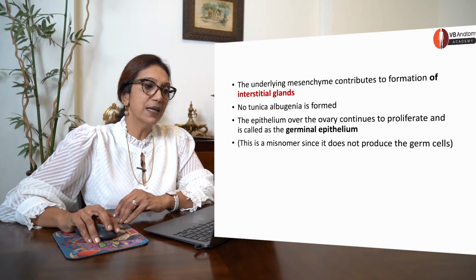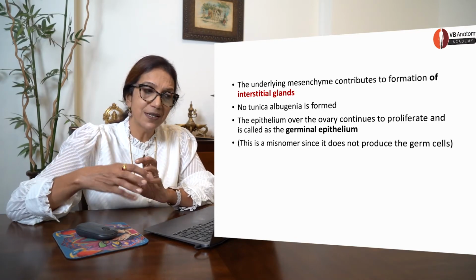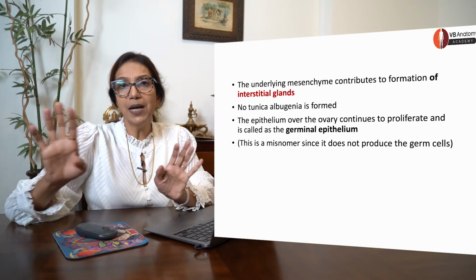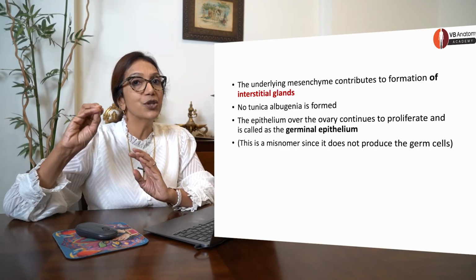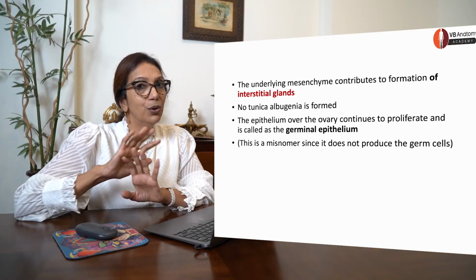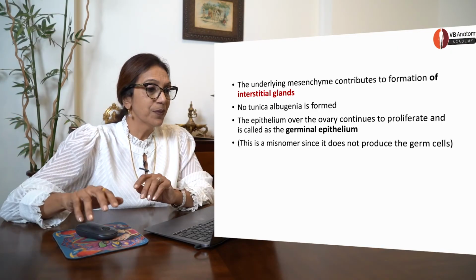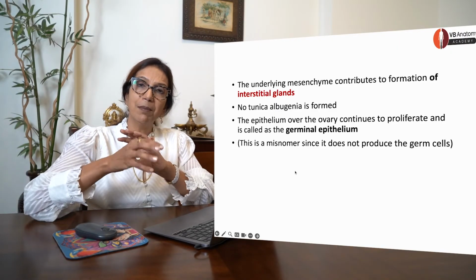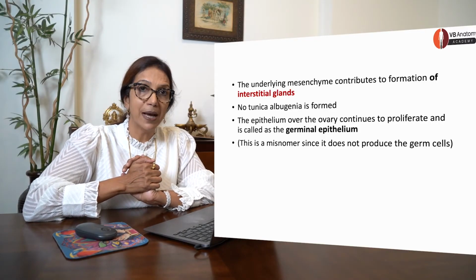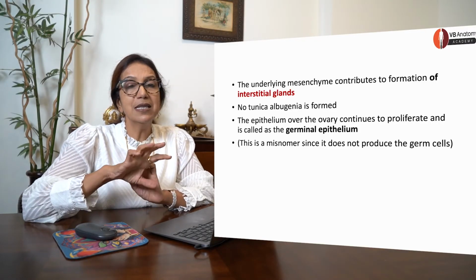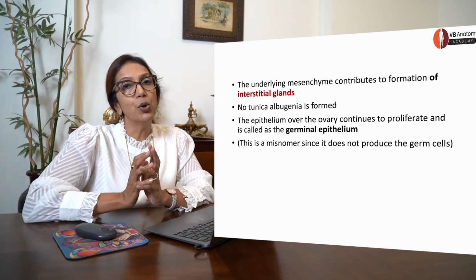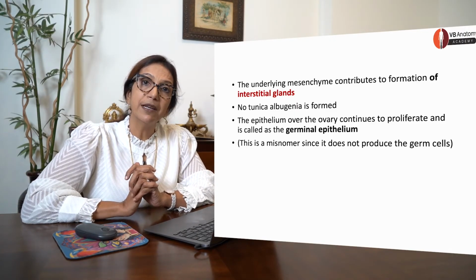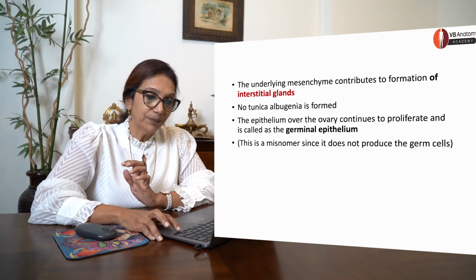The underlying mesenchyme contributes to formation of interstitial glands. No tunica albuginea is produced. Remember, in the testes, tunica albuginea is produced. Here, no tunica albuginea is produced. The epithelium over the ovary multiplies to form what is called germinal epithelium. Remember, this is a misnomer. This germinal epithelium does not give rise to primordial germ cells as was believed earlier. Okay?